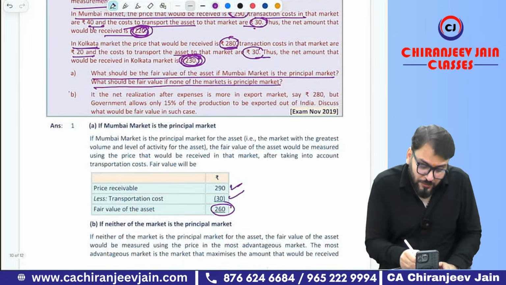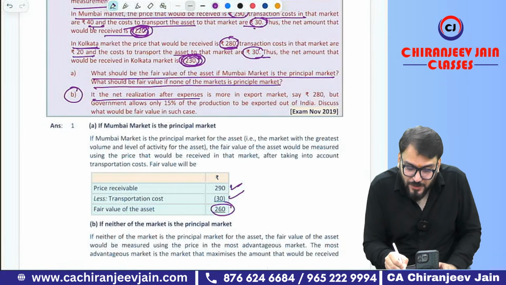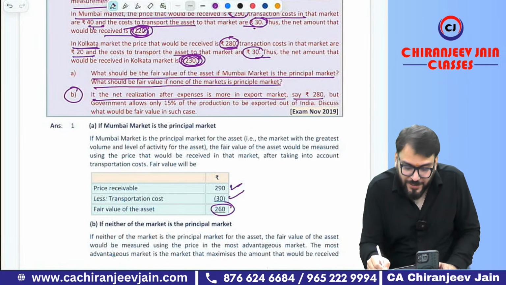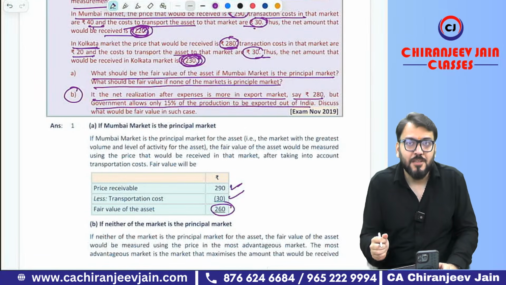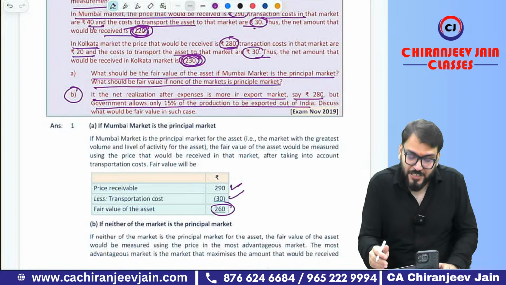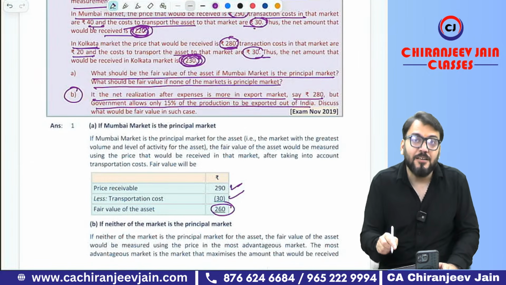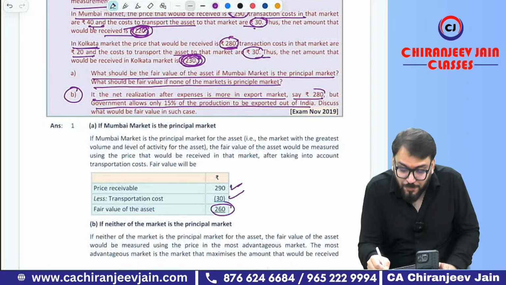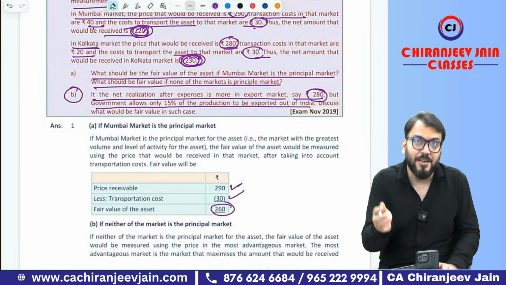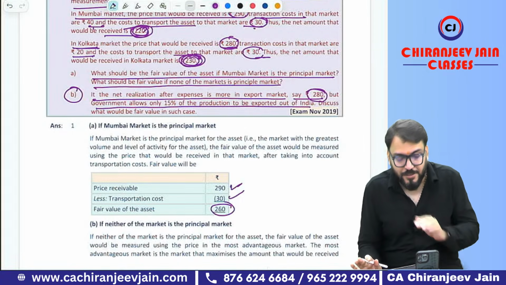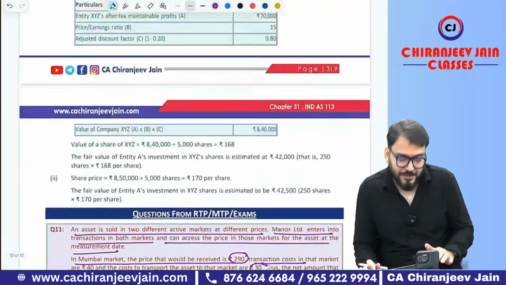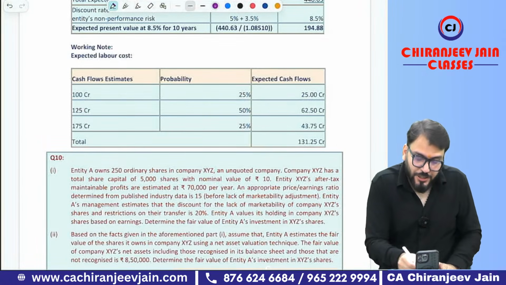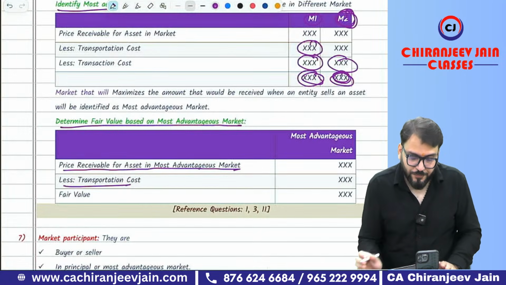Yes, sir. Very good. There is one more question given. If the net realization after expense is more in the export market, say 280, but the government allows only 15% of production to be exported from India, then the export market is not a principal market because it is not of high volume. Therefore, in this case, fair value cannot be determined based on the export market, even though it is the most advantageous. We need to find out the domestic market. The domestic market becomes the principal market. Understood this part? The answer is given, you can read it. Got this point? Yes, sir. Now let us come to the next point.